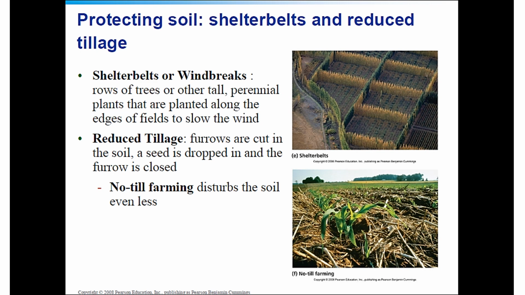We also have reduced tillage. Furrows are cut in the soil, a seed is dropped in, and the furrow is closed. Usually in a farmland, we till all the way. But during reduced tillage, we only till where we will plant. There are also farms that do not disturb the soil anymore. That is what you call no-till farming. They just put the seeds for crops to grow directly in the soil, so they no longer disturb the soil.